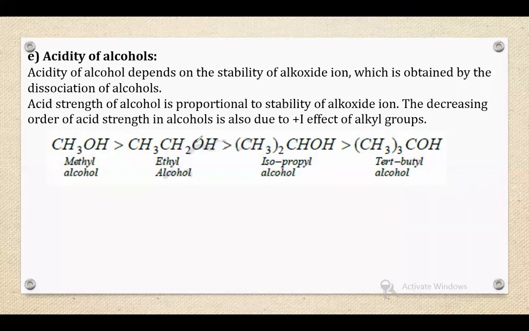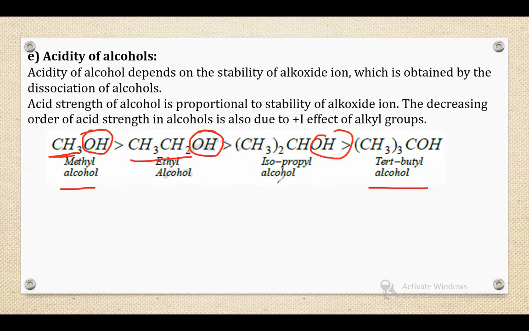You can notice here, from methyl alcohol to tertiary butyl alcohol. In methyl alcohol, CH3OH, the OH group has one substituent; with isopropyl alcohol there are more substituent groups, and so on. The acid strength of alcohol is proportional to the alkoxide ion. The decreasing order of acid strength is due to the positive inductive effect, the plus I effect, from electron donating groups. Here is one electron donating group, here two C2H5 electron donating groups. The tendency of electron donation is more.